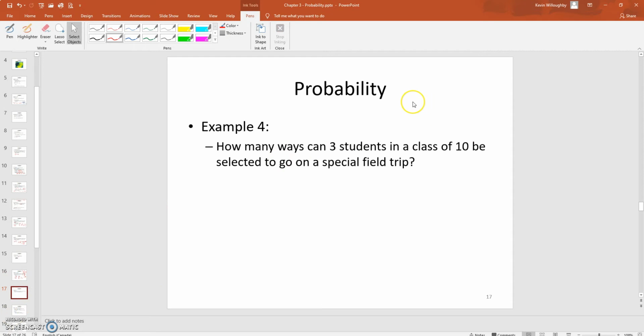So let's do this example. How many ways can 3 students in a class of 10 be selected to go on a special field trip? So nothing in this question specifies order, preference, or rank. So we know that it's not a permutation. So we have 10C3: 10 factorial divided by 3 factorial times 10 minus 3 factorial.